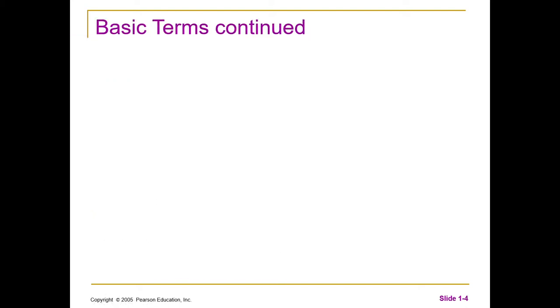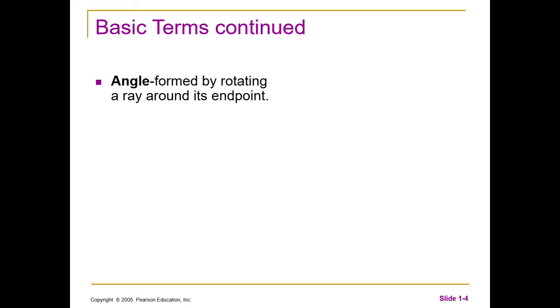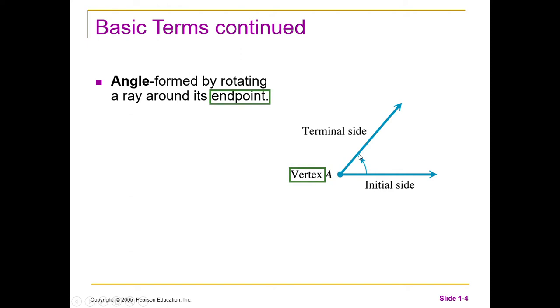So, we have the basic terms. An angle is formed by rotating a ray around its endpoint. We have the initial side, and this will be the vertex. This is the terminal side. This is the angle we are talking about, from the initial side going to the terminal side. The endpoint is the vertex.